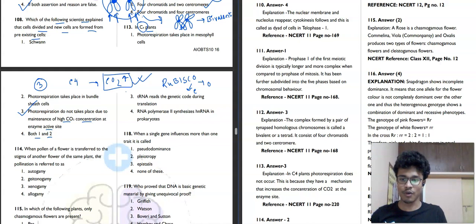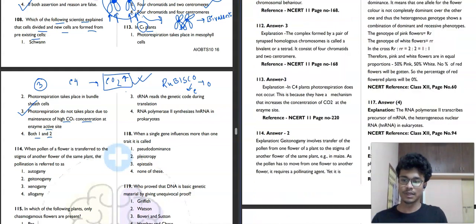Moving towards the next question, 140. It is saying that when pollen of a flower is transferred to the stigma of another flower of the same plant, the pollination is referred to as autogamy, hypnogamy, xenogamy, or allogamy. So apart from all these options, we will try to explain each and every one. Basically, what does it mean? Geitonogamy involves the transfer of pollen from one flower of a plant to the stigma of another flower of the same plant. So you have to remember this is for the same plant.